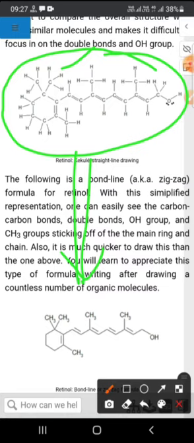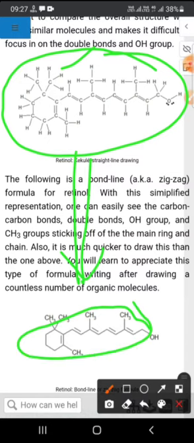Here, within the carbon chain, we have not shown any carbon and hydrogen. Substitution we have to show. What kind of substitution is there? Methyl substitution or any other substitution other than carbon or hydrogen, we must show there. But within the chain we cannot represent carbon or hydrogen separately.